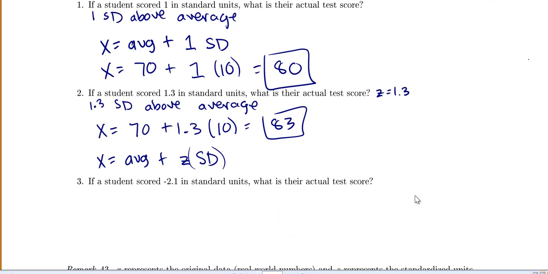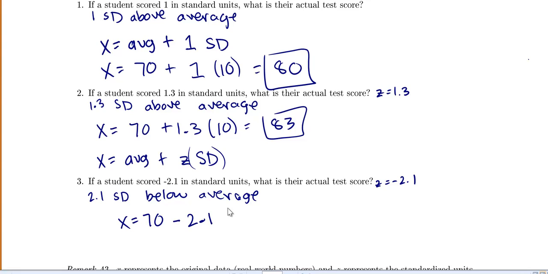So number three, if a student scored negative 2.1 standard units, what is their actual test score? So that means that z is negative 2.1. So we're 2.1 standard deviations below the average. So if we're below the average, it's going to be the average of 70, but then we have to minus 2.1 standard deviations, which is 49.